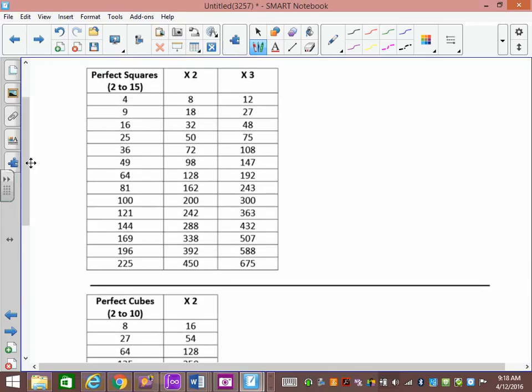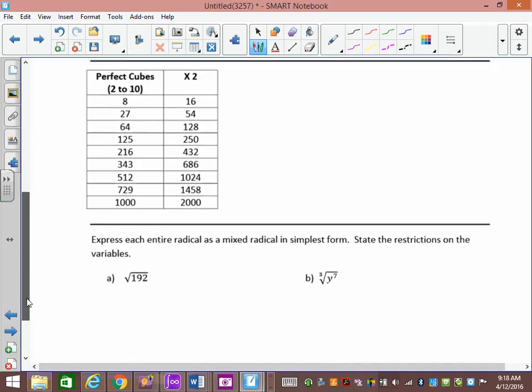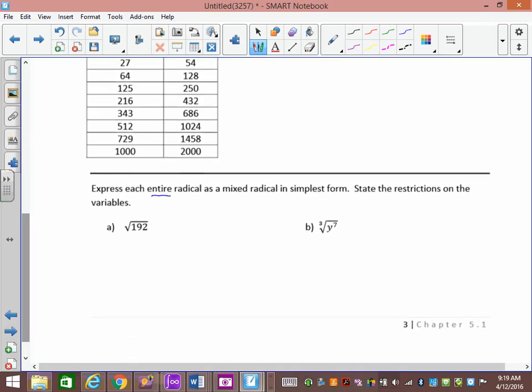Because we're going to try and figure out if we can divide by any of these. If we can, we can reduce it if it's a square root. If we can divide by any of these, we can reduce it and make it a mixed radical if it's a cube. So now we're going to express each entire radical as a mixed radical in simplest form, and then we have to state restrictions again. So ultimately, we want an answer with a mixed radical and a restriction, right?